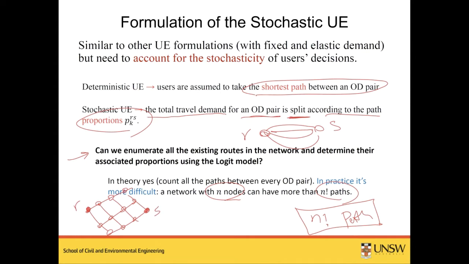Why do we care about how many paths exist between R and S? It's because that will be my alternative set, my choice set, where I want to select from. That means how many alternatives I have when I want to find out the path flows between R and S. So I have this path, I have this path, I can go this way, I can go this way, I can come this way. There are so many possible paths that you can take from R to S, and it's just too many to take all of them into account.